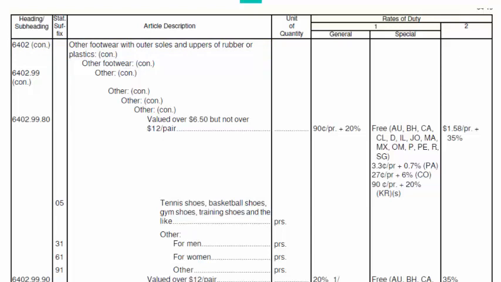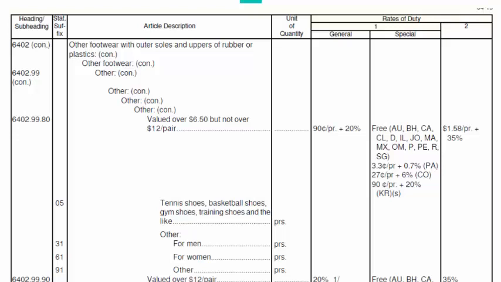Let's go down to the first 8-digit legal classification, 6402.99.80. It's other footwear valued over $6.50, but not over $12 a pair. The unit price from the vendor overseas plays a big part in this classification and the assessment of duties.